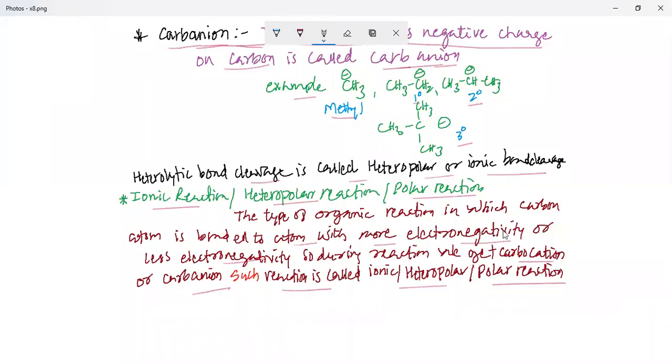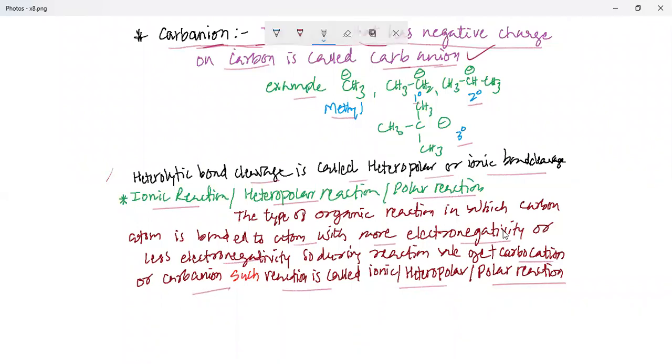In the last period, my dear students, we have studied about carbanion. Carbanions are the species that have a negative charge on carbon, and such species are known as carbanions. We have four types of carbanions: methyl carbanion, primary carbanion, secondary carbanion, and tertiary carbanion.